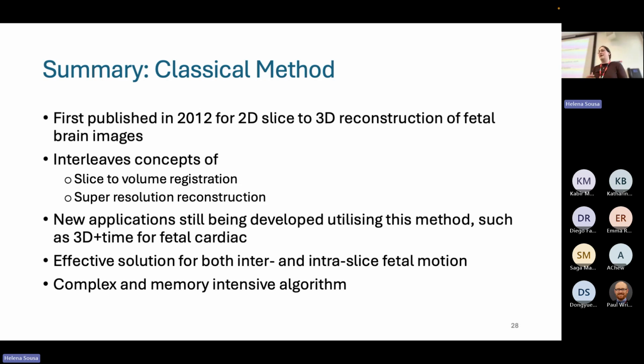But it is a complex and memory and time-consuming algorithm, so there's now work being done in terms of deep learning to see how we potentially might improve on some of these things further. So with that, I'm going to hand over to my colleagues.